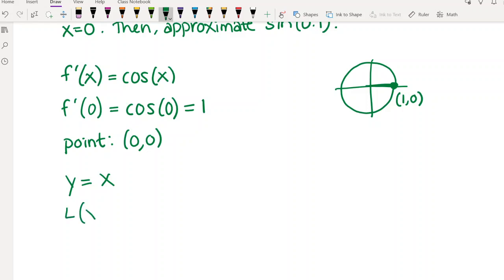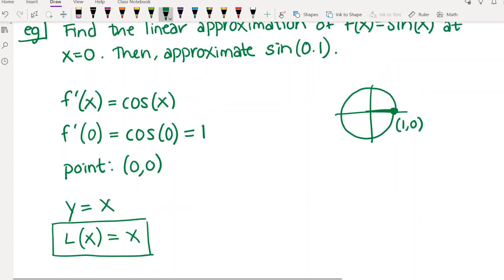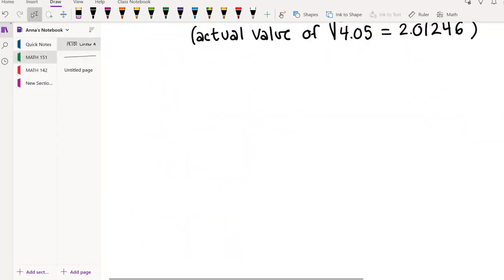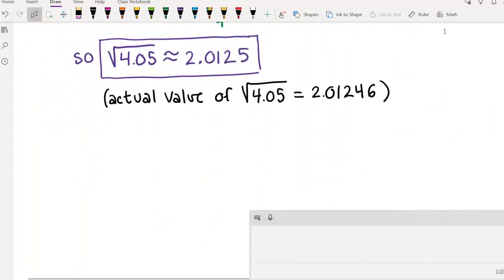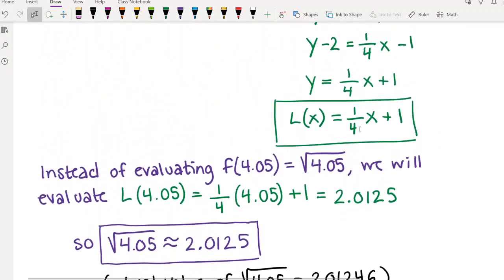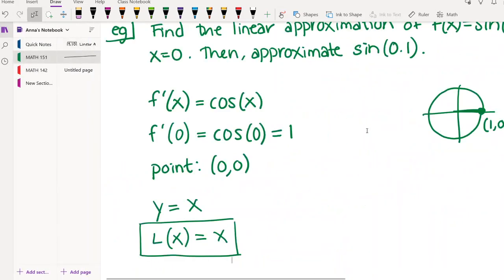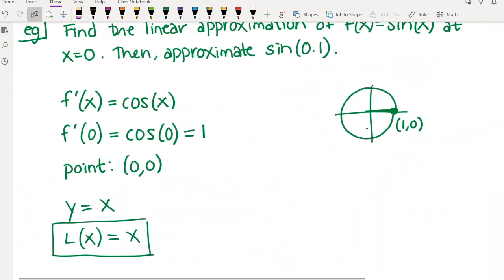So writing that in our new fancy linear approximation notation, we say L of x is equal to x. This is actually a really useful approximation to know because it's very, very simple. In the last example we did, theoretically it is easier to plug 4.05 into this equation than it is to take the square root, but you still have to remember how to divide decimals, which I'm sure not everyone loves doing. But this is a really, really easy equation to plug into, right?